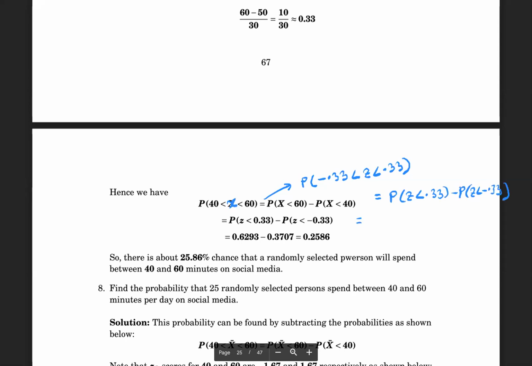If you look it up in the table, you should get these values, and at the end, it should be 0.2586. So there is a 25.86% chance that a randomly selected person will spend between 40 and 60 minutes. Now, as I said, this time I'm doing it for 25 people. Okay, for 25 people, what is it going to be?